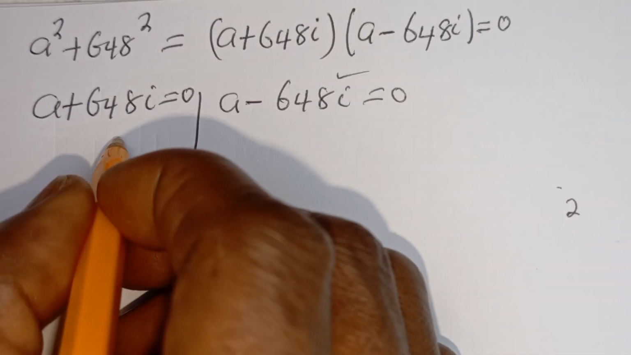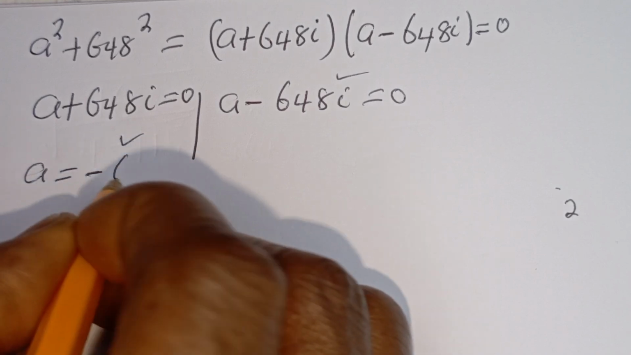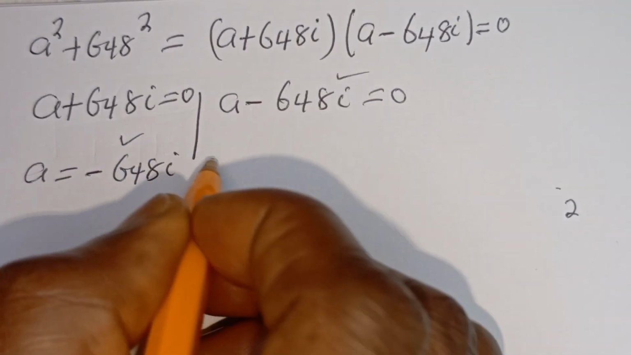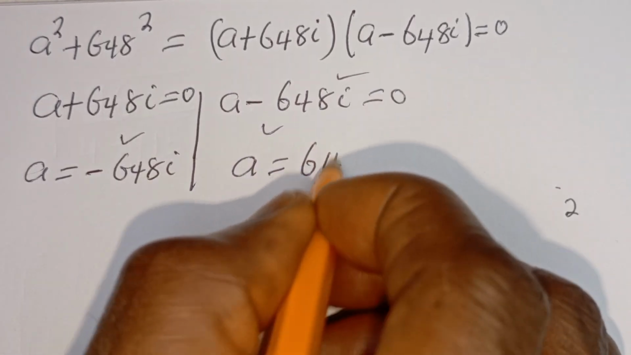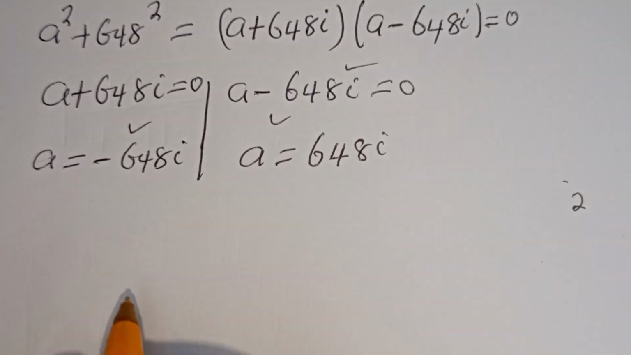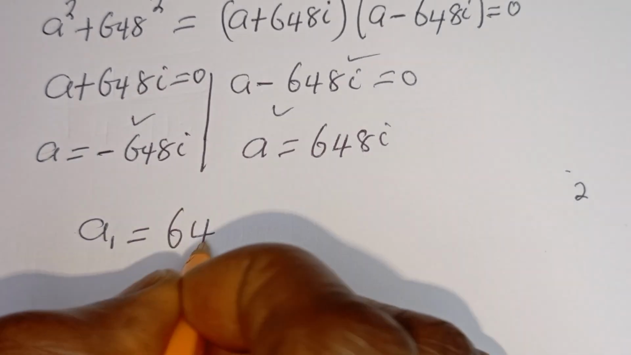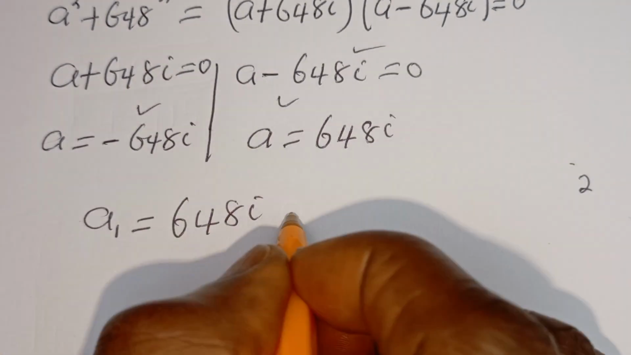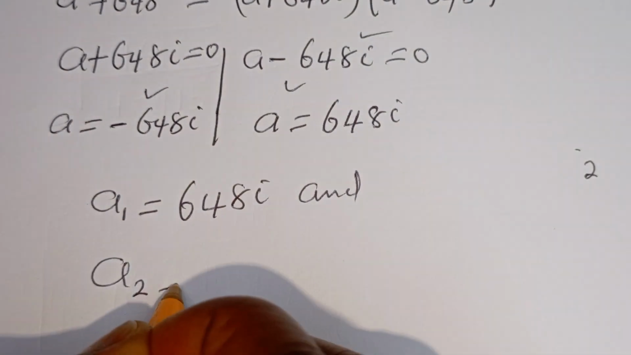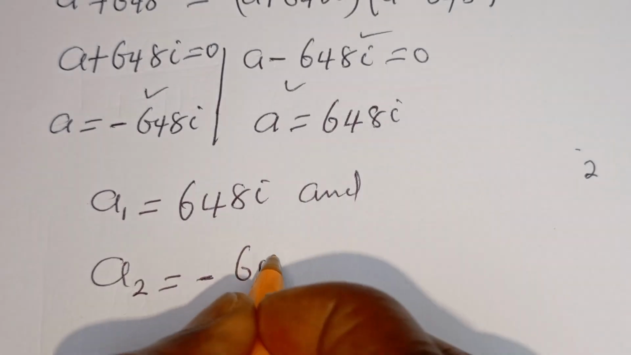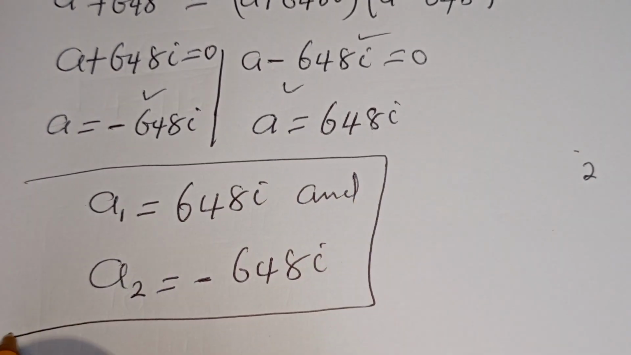Therefore, our final answer from here is a is equal to minus 648i, and from here a is equal to 648i. Then a1 is equal to 648i, and a2 is equal to minus 648i. So these are the final answers.